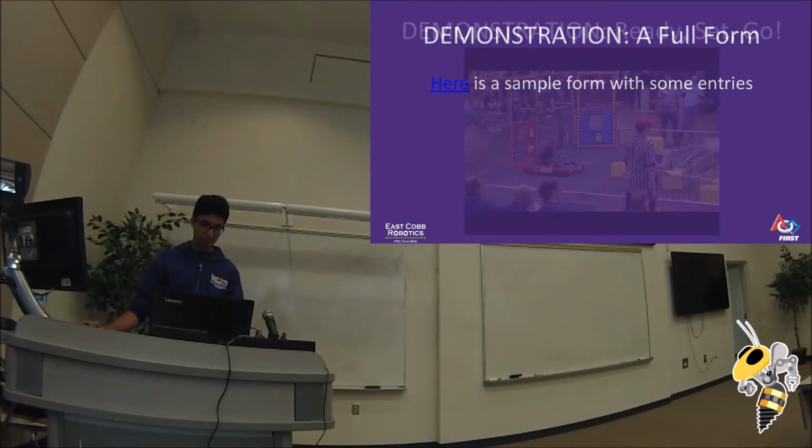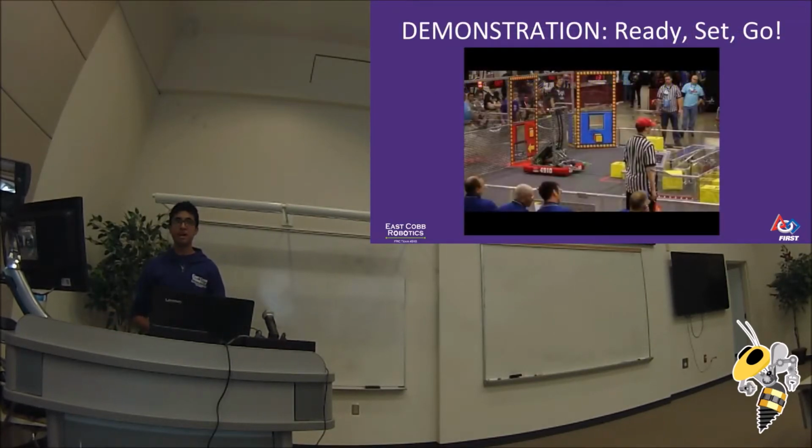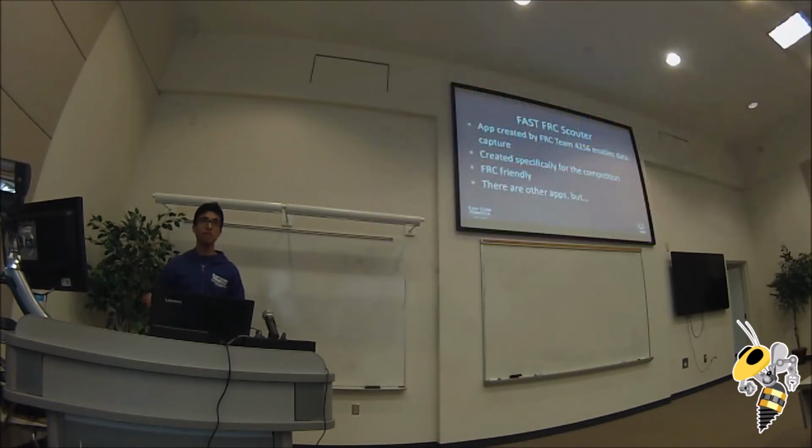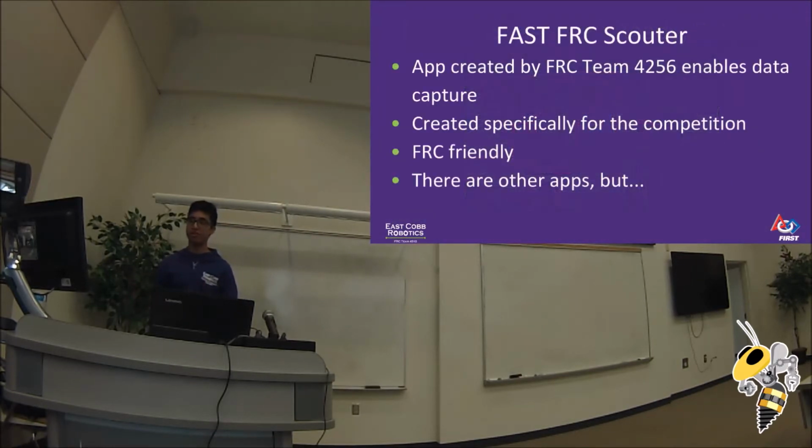So this is Fast FRC Scouter. It's an app created by Team 4256, which enables data capture during competition. It's created specifically for the competition. However, it's only for iOS, so you might have to pull together all your Apple devices. It's very user-friendly and easy to understand, and you don't need Wi-Fi. So it's great for FRC requirements.